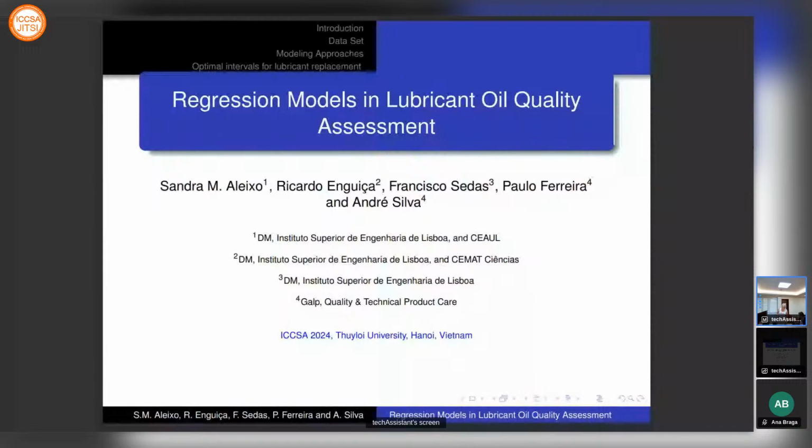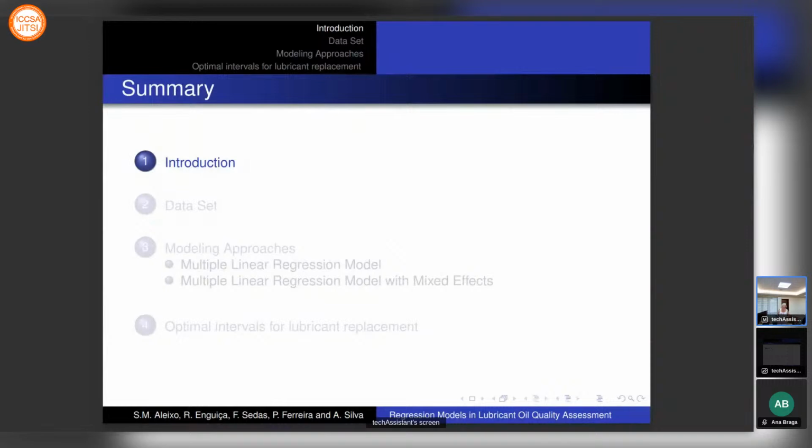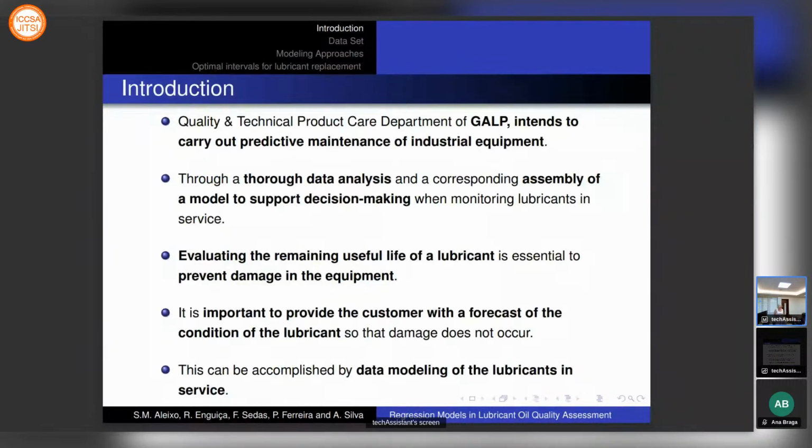Okay, so first I'm going to make a quick introduction. The Quality and Technical Product Care Department of Galp intends to carry out predictive maintenance of industrial equipment. They do that through data analysis and the corresponding assembly of a model to support decision making when they want to monitor the lubricants in service. They evaluate the remaining useful life of a lubricant.